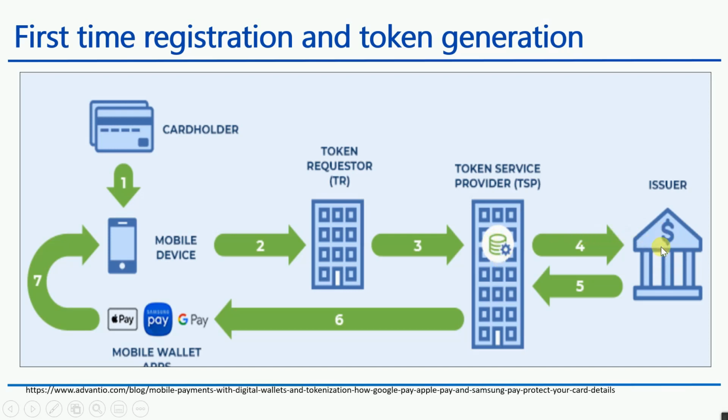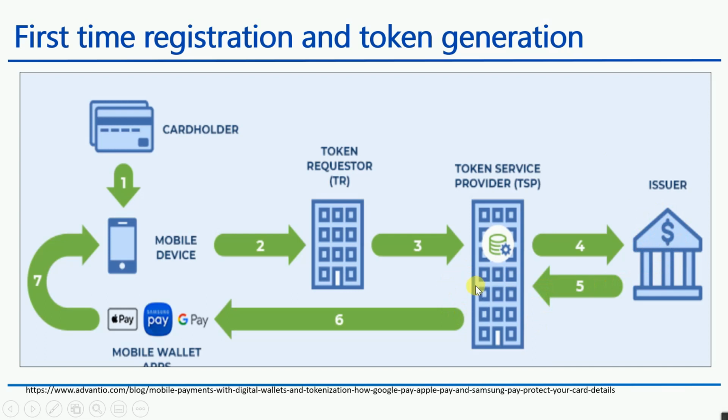The issuer then verifies with the cardholder: are you the person sending this tokenization request? And how do they verify it? They send a one-time password to the cardholder's number registered with the card. The customer enters that OTP into the mobile device, and the mobile device sends the detail directly to the issuer. The issuer understands that this is the person adding their own card because we have received an OTP. They generate a token against the card number and share that token with the token service provider.